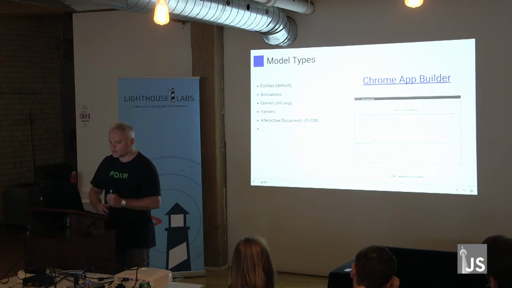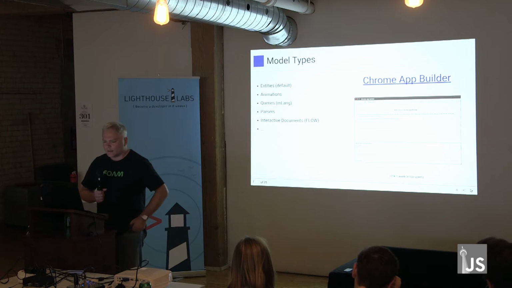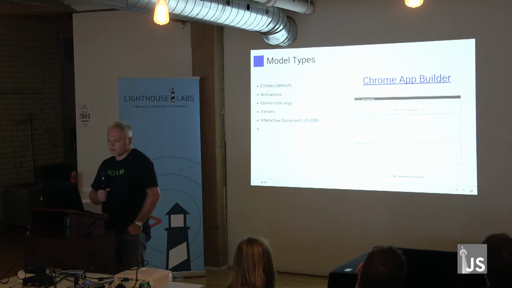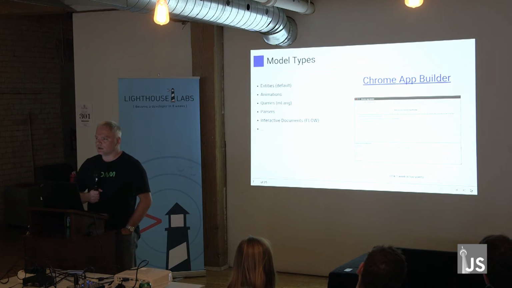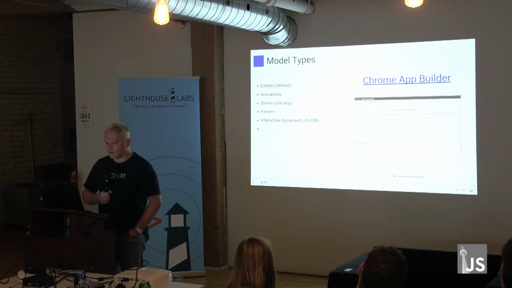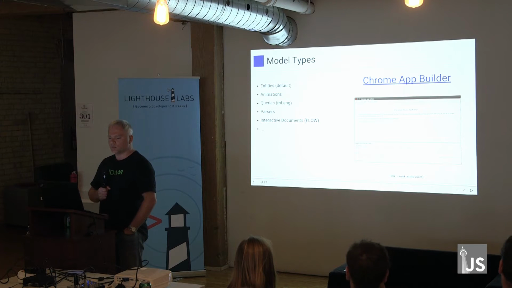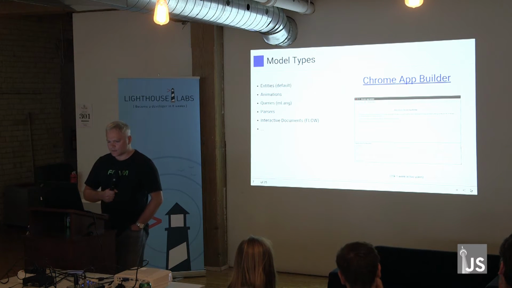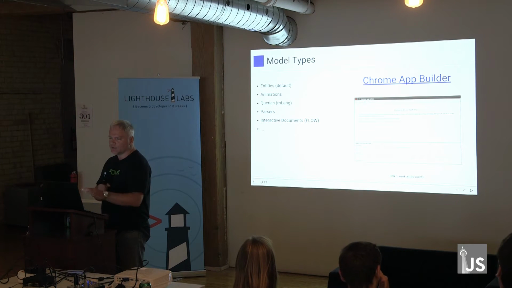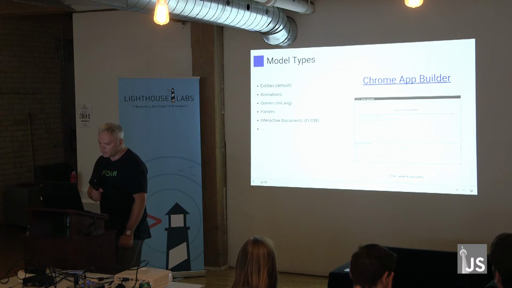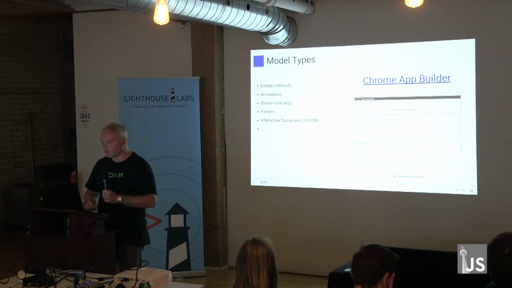Okay. So model types. We model entities, which are like classes, which we just saw. But we model other things as well, animations, database queries, and that way we can connect to different databases and the queries will still work. Parsers, interactive documents, which we call flow documents, and this presentation is itself a flow document. And we have something called the Chrome App Builder.